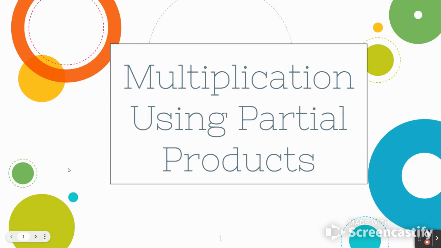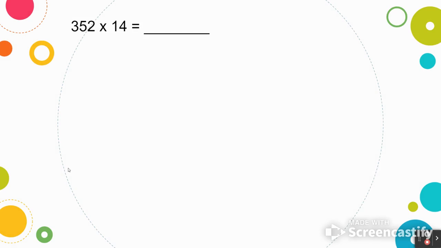Today we'll be multiplying using the partial product strategy. Let's start by multiplying 352 times 14. First, we're going to write these numbers vertically, which means one on top of the other. We're going to start by multiplying 352 times the 4, since the 4 is in the ones place.